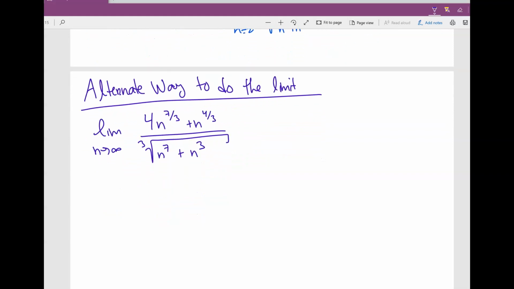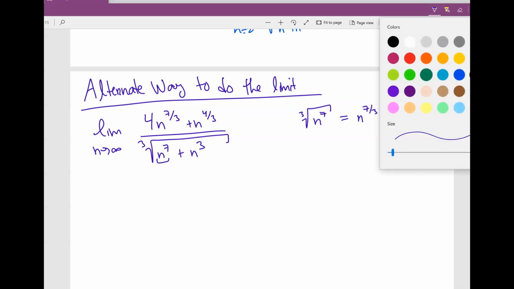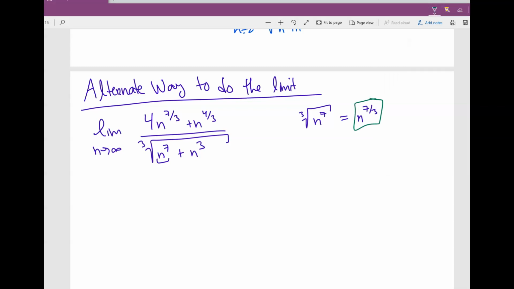So basically what you want to do is divide by the highest power of the denominator. Now if you look here, n to the 7th seems to be it. But notice there's a cubed root there. So the highest power is going to be the cubed root of n to the 7th power. If I rewrite this as a rational exponent, you're going to have n to the 7 over 3. So you're going to divide every single term by n to the 7 over 3.